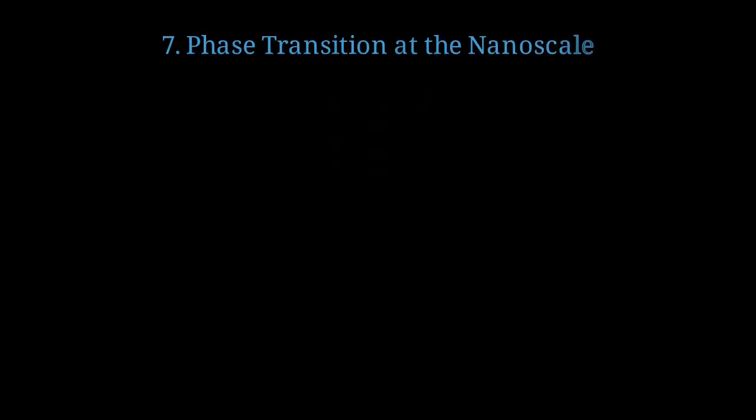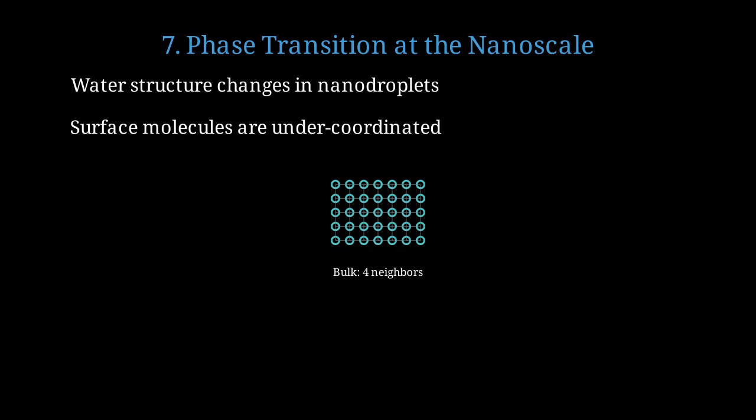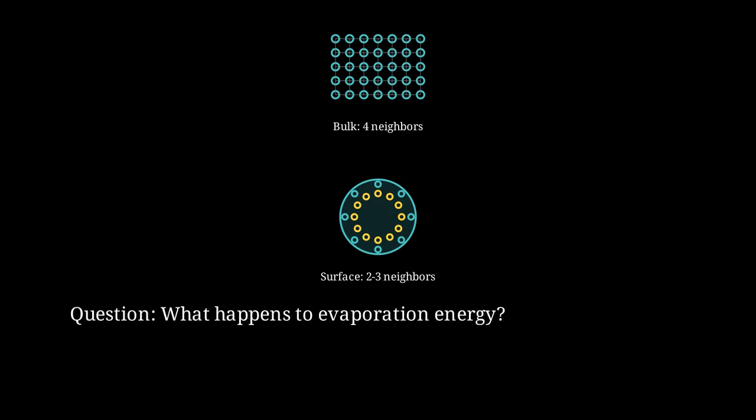Now, we reach the heart of the paradox: nanoscale phase transitions. At nanometer scales, water molecules don't behave like bulk water anymore. Surface molecules have fewer neighbors, creating a different local structure. In bulk water, each molecule has approximately 4 neighbors and a tetrahedral arrangement. Surface molecules, shown in yellow, have only 2 to 3 neighbors, creating a different phase. Here's a key question. What happens to the energy required for evaporation in this situation?